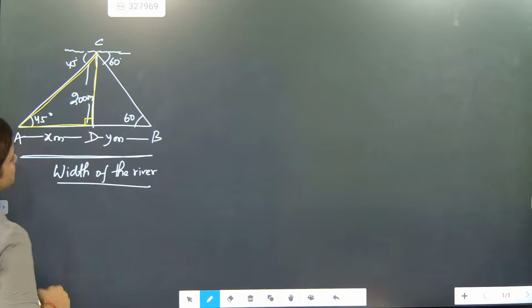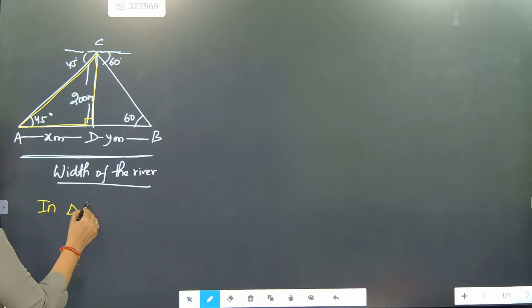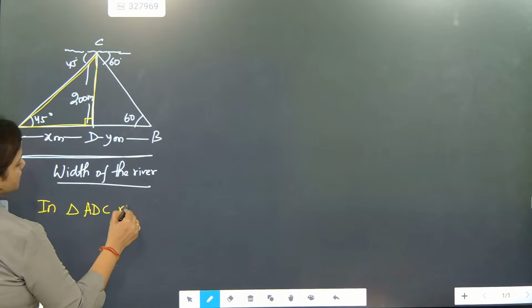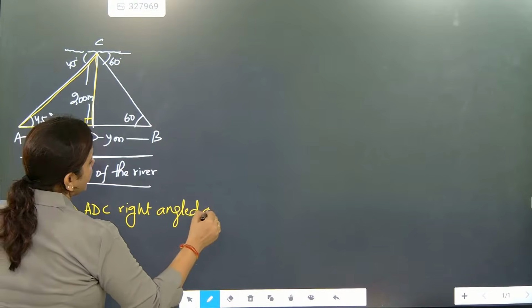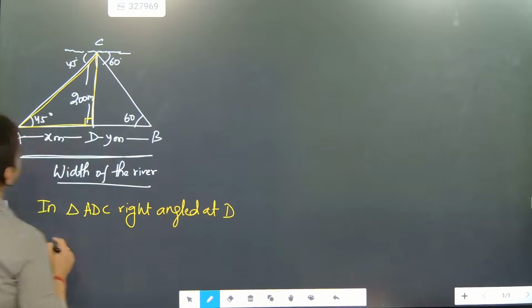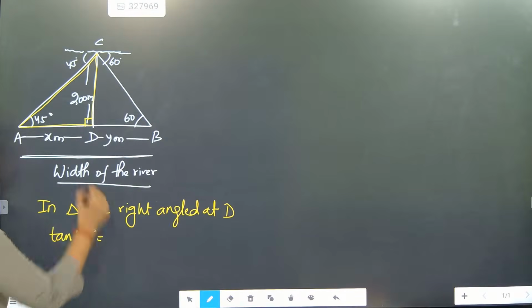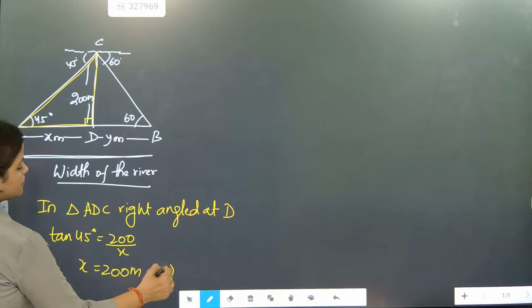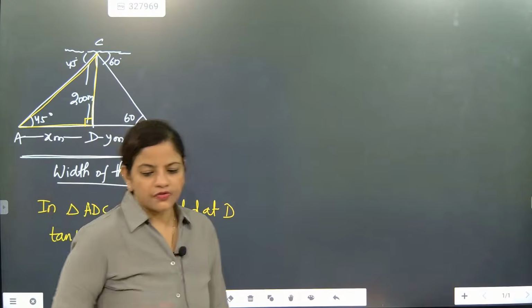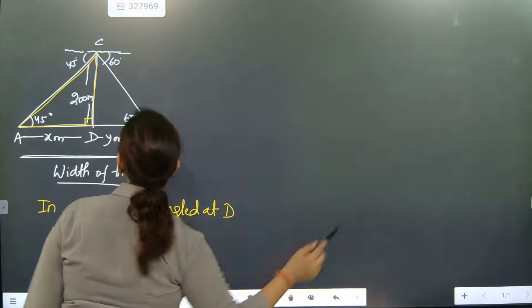Altitude means this is perpendicular. We will write in triangle ADC, right angled at D, tan 45 degree will be equal to 200 by x. So x is equal to 200 meter. This will become equation 1. Done. That section is done. Now we will go for the second triangle.